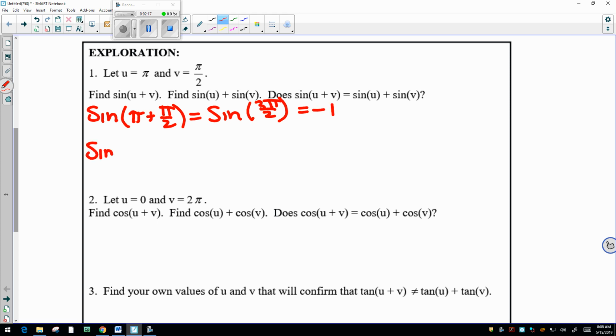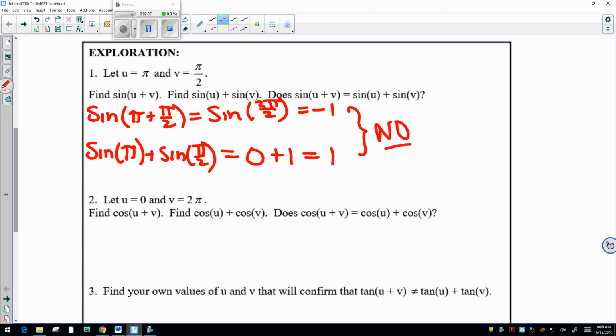What if we did them separately? So sine of pi plus sine of pi over 2. So individually, we're going to evaluate. So sine of pi, again, these are all quadrantal angles, is 0. Sine of pi over 2 is 1. And that doesn't work. Okay, so I can't use that concept.